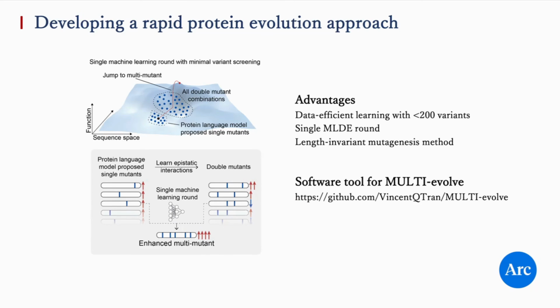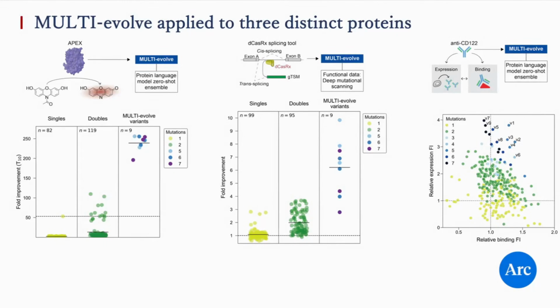We also made a design tool to run the computational components of multi-evolve that's available at GitHub. This includes training models, designing oligos for multi-assembly, and running the protein language model zero-shot ensemble approach. More instructions can be found on the GitHub, and the software can be run using an app interface or the command line.